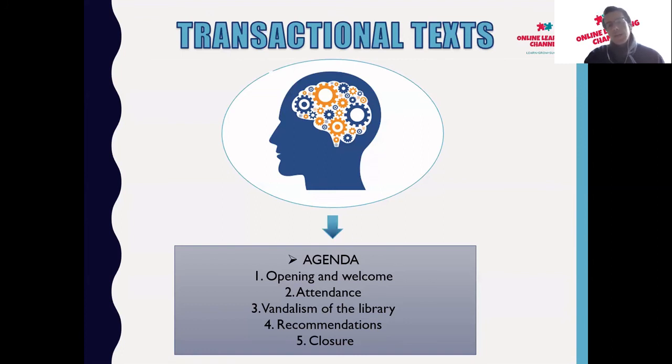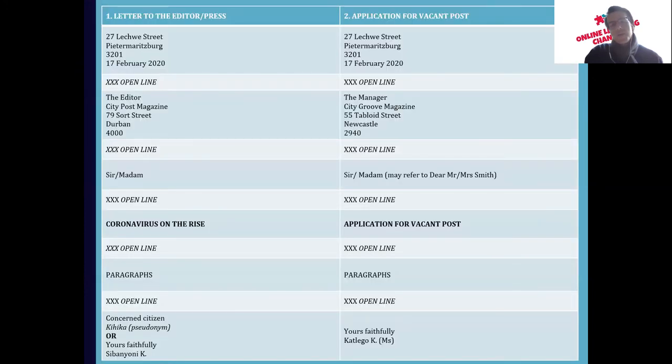So in this case, opening and welcome to this particular meeting. You would then note the attendance as to who is in fact present versus who is not present. If there have been any apologies by any of the members as to why they cannot attend, you would then address the issue of vandalism, specifically vandalism of the library and how that has taken place, the recommendations thereafter as to how you would address this, and then of course, finally, closure.